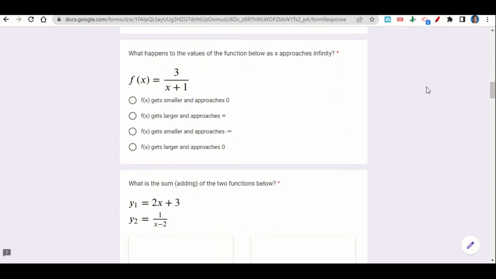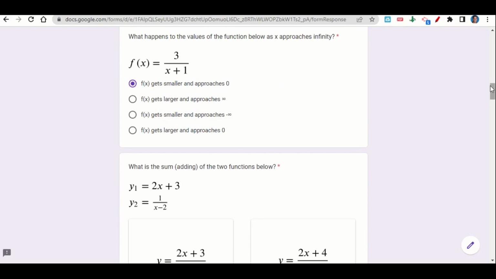It says, what happens to the values of the function below as x approaches infinity? So as x gets really large, what's happening? Well, as x gets really big, that means that it's getting closer and closer to 0 because 3 over a very large number becomes a very small fraction. So that means it gets smaller and approaches 0, which is this one here.